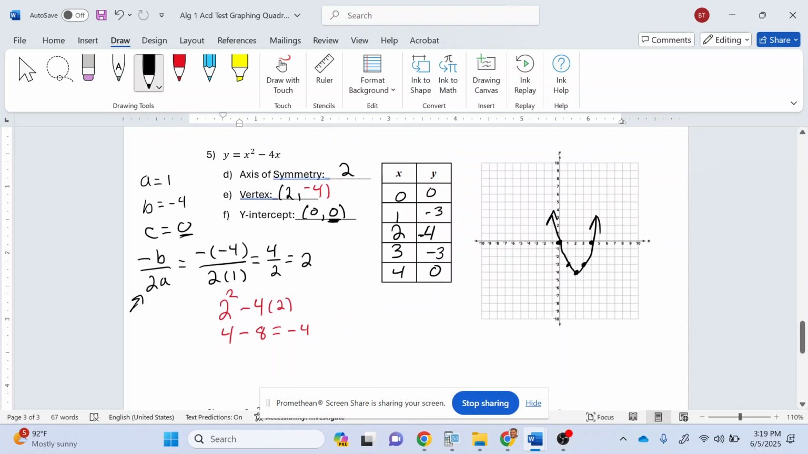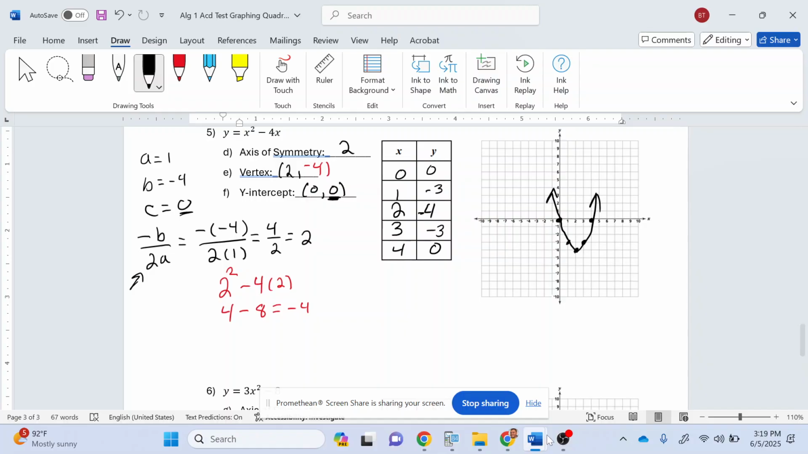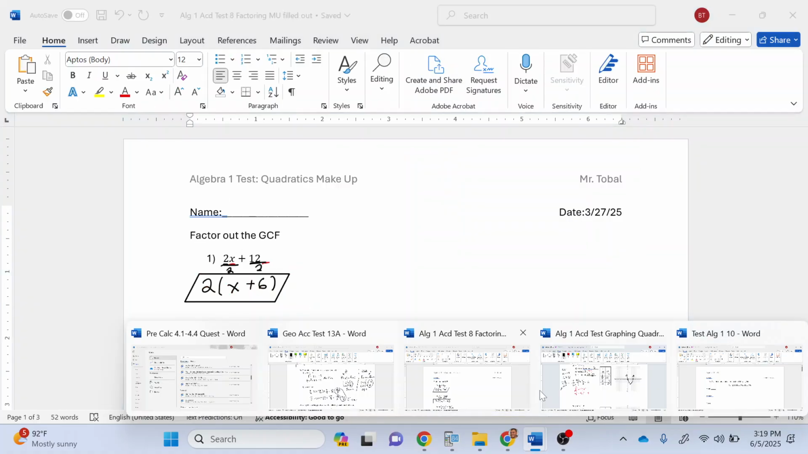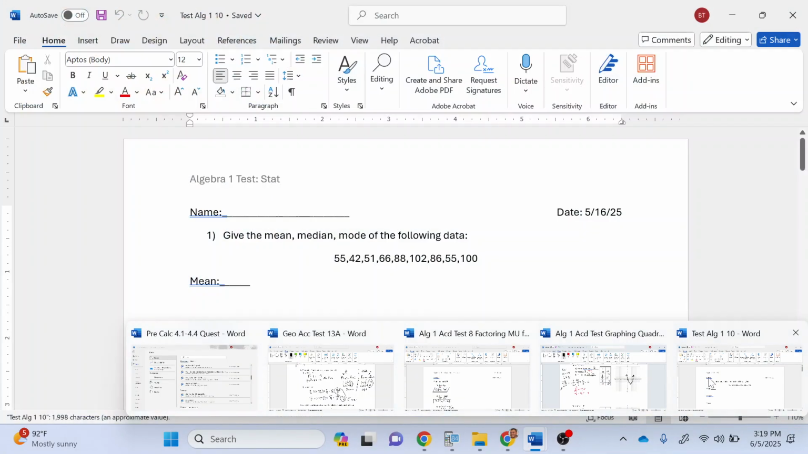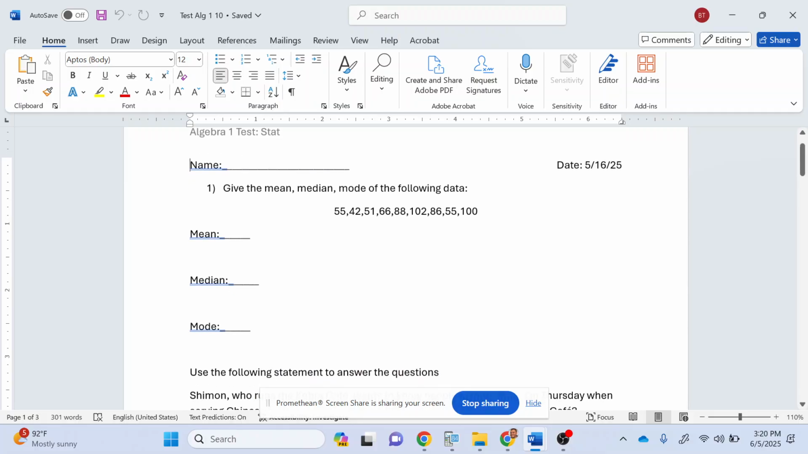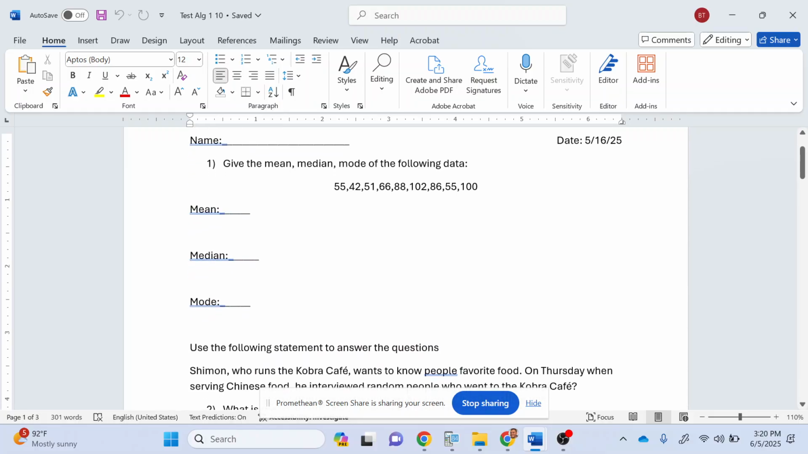All right. We got over graphing. You could use the other two examples. Let's go to the next thing on your packet, which should be, is it this one? Stats? Oh, we go to chapter 10? Yeah, we skipped chapter 9. Sorry. All right. Give the mean, median, mode of the data.